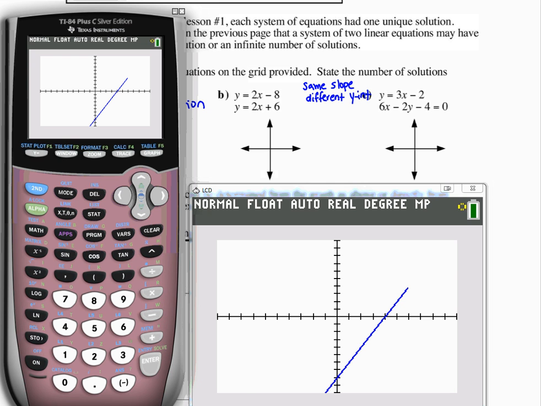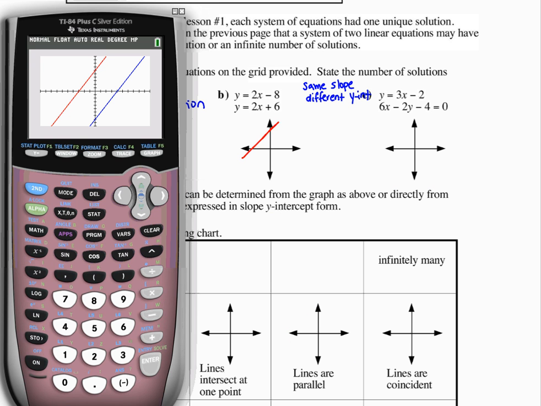Parallel. So as long as the slopes are the same, so remember back from last unit, parallel lines have the same slope. Same slope, different y-intercept, because we don't want the same line. Okay? So same slope, different y-intercept are going to have how many solutions? What's a solution again? 0 solutions or no solution.